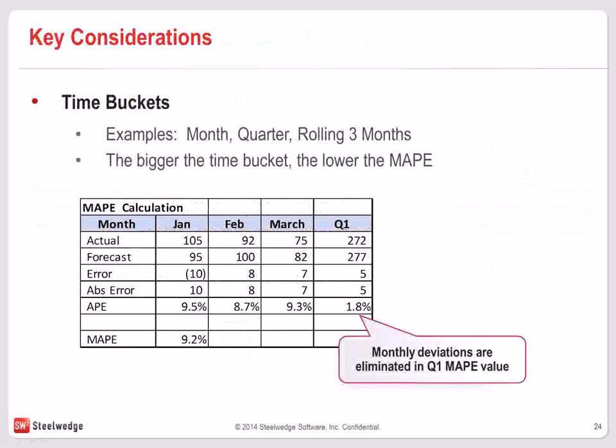So in this particular example, we see that the MAPE in a month-to-month view is 9.2%, but if we group all of the data into a quarterly number, then we're down to 1.8%. Very different numbers, and even though it's the same data for our forecasts and our sales, we're coming up with a different answer based on how we group that information.